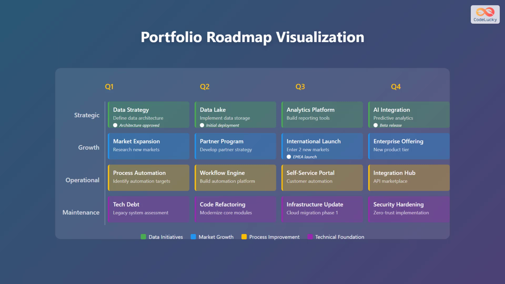Let's take a look at the key components of a project. It starts with the project title followed by its description. Milestones are also included to track progress. For example, in Q1, the data strategy project has a milestone which is architecture approved. Here are some color indicators. Green stands for data initiatives, blue for market growth, yellow for process improvement, and purple for technical foundation.